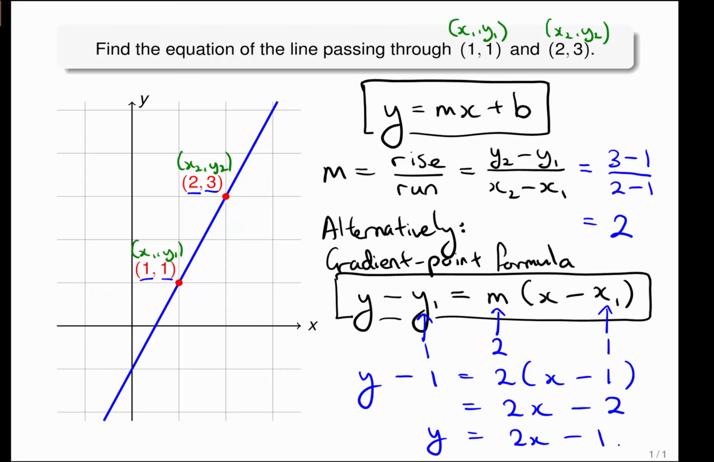So in summary, to find the equation of a line given 2 points, you should always first find the gradient. You can then either substitute a point into the updated mx plus b formula and then solve for the y-intercept b, or you can use the gradient point formula.